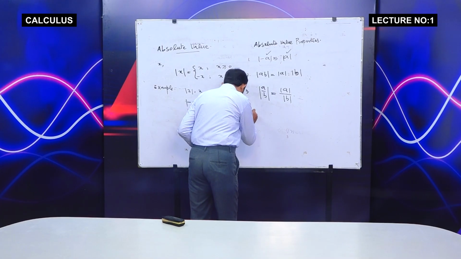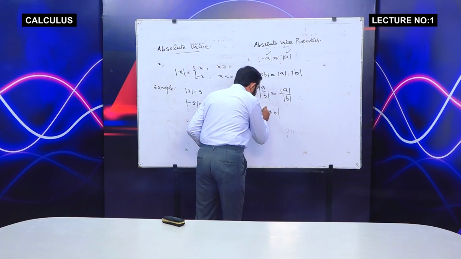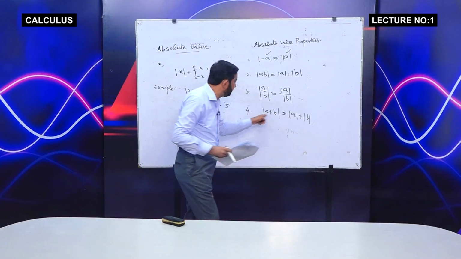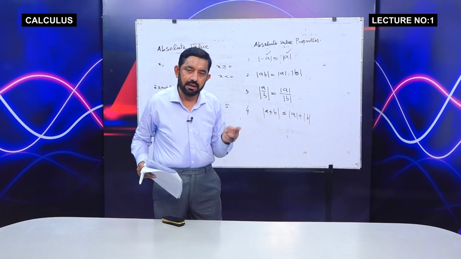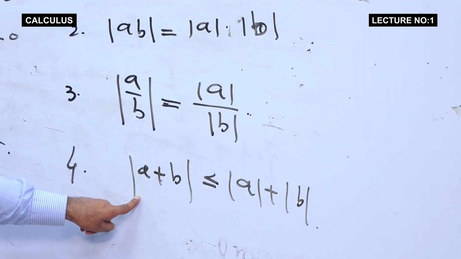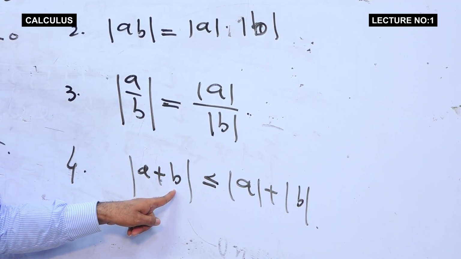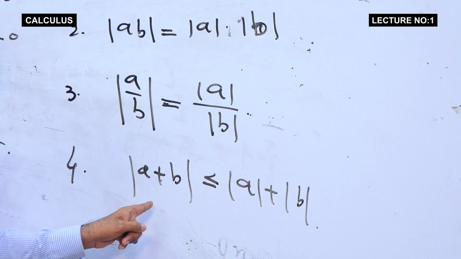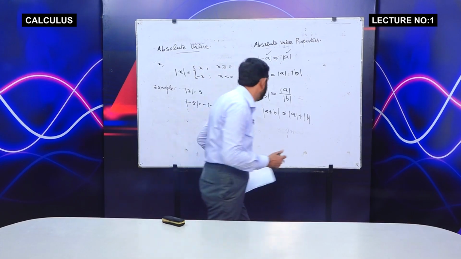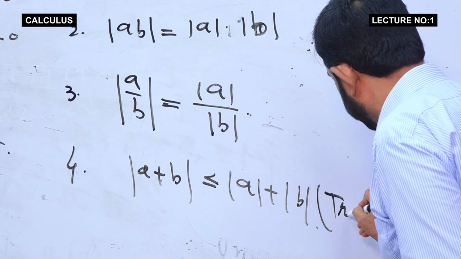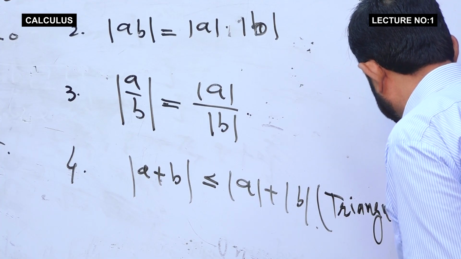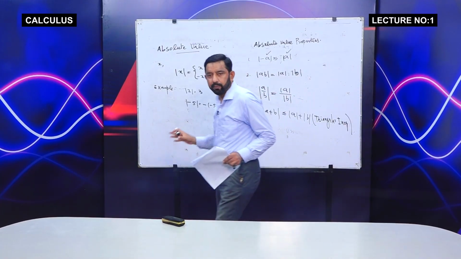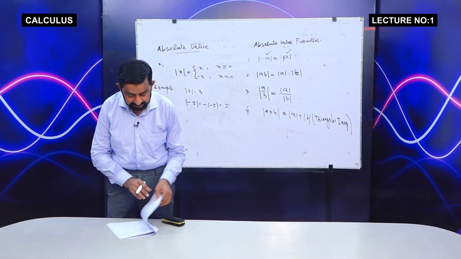And the fourth is the triangular inequality: a plus b mod must be less than or equal to a mod plus b mod. कि दो नंबर्स का अगर आपके पास सम हो और उसकी एब्सोल्यूट वैल्यू आप लेंगे तो दैट मस्ट बी लेस देन इक्वल टू उनकी अलग-अलग एब्सोल्यूट वैल्यू के सम के। सो यूजुअली वी कैन कॉल इट द ट्राइएंगुलर इनइक्वालिटी. So these are the four basic properties of the absolute values.